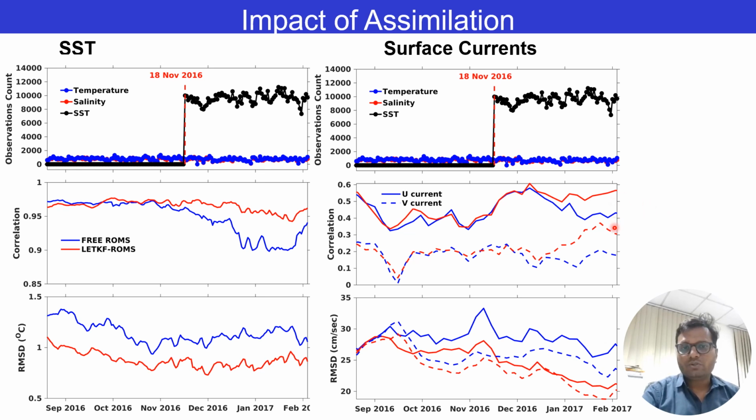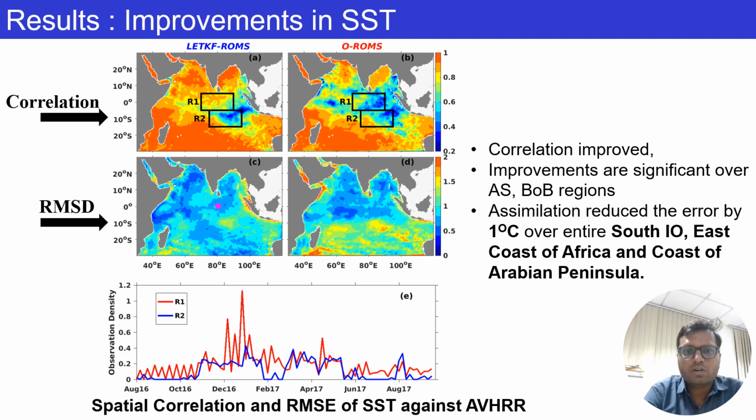The dotted line shows meridional current and the thick line is for zonal current. Here also we can clearly see that with SST assimilation, even for the independent variables, the LETKF ROMS is doing well. Model derived SST is validated with AVHRR observations.